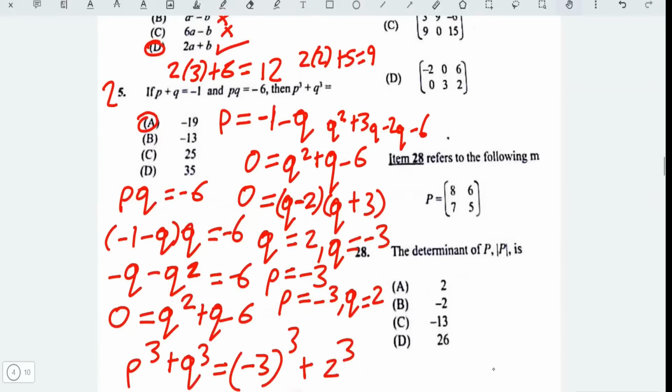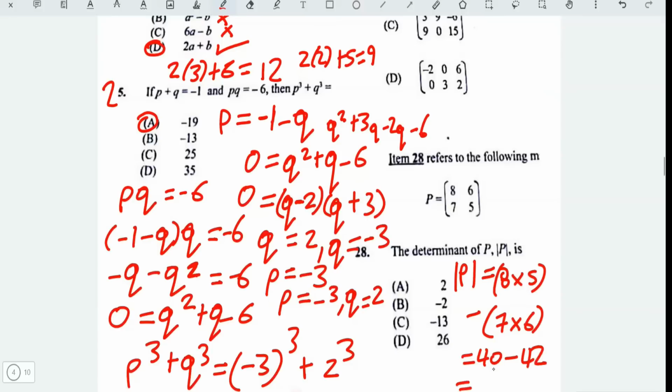Question 28 says, this refers to the following matrix P. Find the determinant of P. The determinant of P is A times D, the product of the leading diagonals, 8 times 5, minus the product of the non-leading, which is 7 times 6. 8 times 5 is 40, minus 7 times 6 is 42.